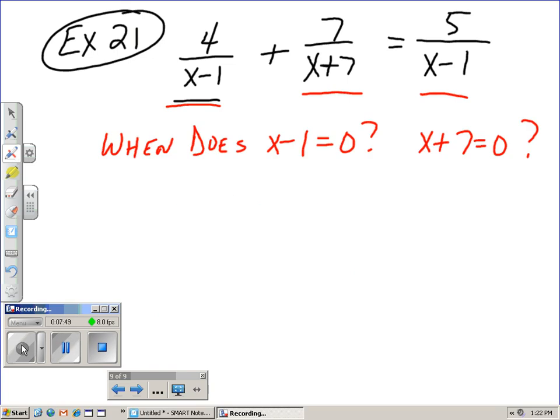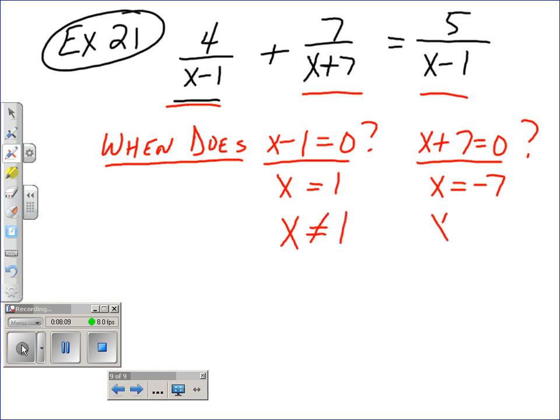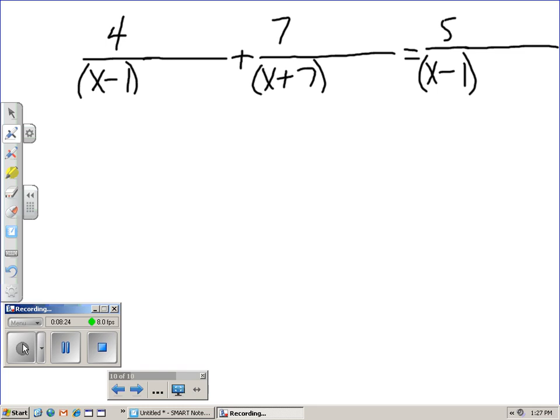Okay, before we get started with that common denominator, remember we have to ask ourselves the question, when does that denominator equal 0 or that denominator equal 0? So we solve these, and x equals 1 and x equals negative 7. But remember what we mean. We mean x cannot be 1 and x cannot be negative 7. That's our note before we start our problem. X can't be 1 and x can't be negative 7 because that would turn denominators into 0, and that's bad. We can't divide by 0. All right, so let's try this problem now.